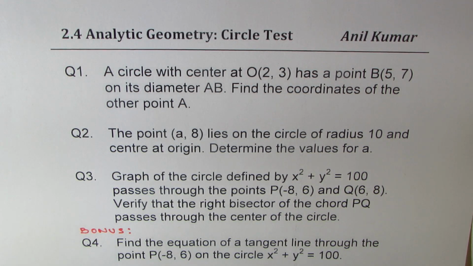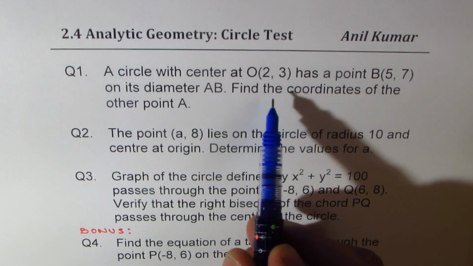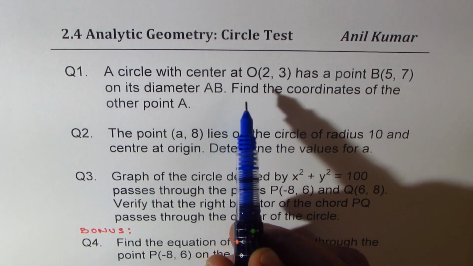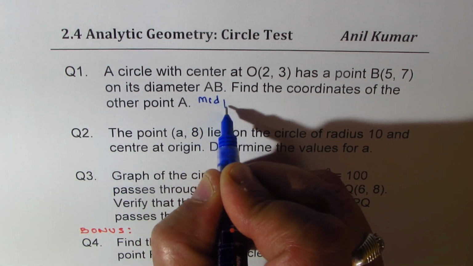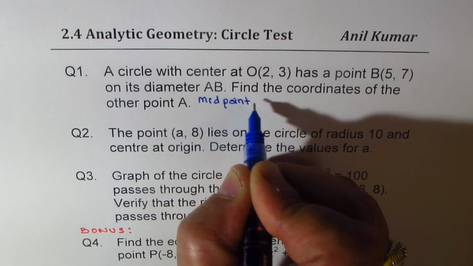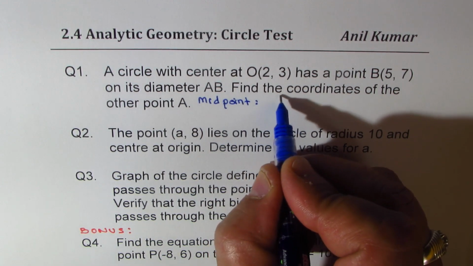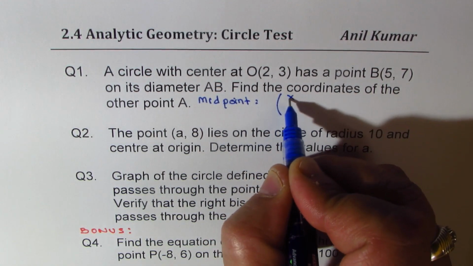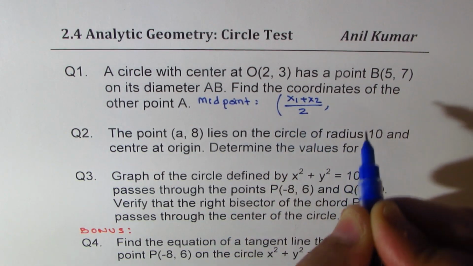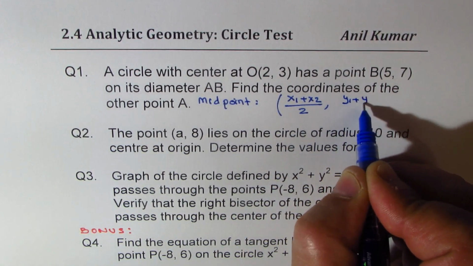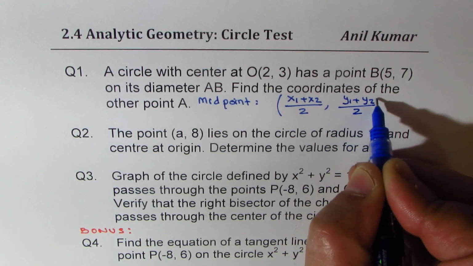I'd like you to pause the video, answer these questions, and then look into my suggestions. Now let me give you some hints. Question number 1, we are trying to look for the midpoint formula, right? The midpoint is the average of 2 extreme points, so x1 plus x2 divided by 2 and y1 plus y2 divided by 2.